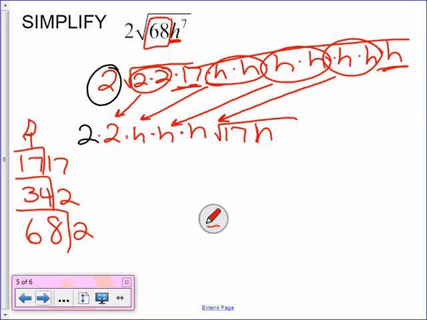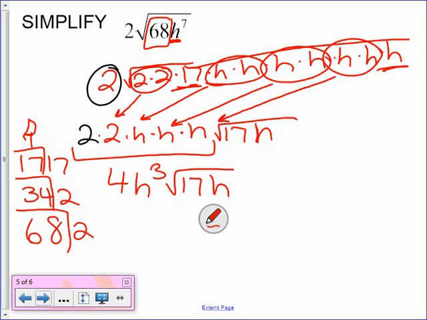Okay? Last thing I need to do is simplify all of this. So 2 times 2 gives me 4. H times h times h gives me h to the third. Leaves me with square root of 17. This is in simplest form. Okay? That's my final answer. Okay? So I'm just looking for pairs and triples.